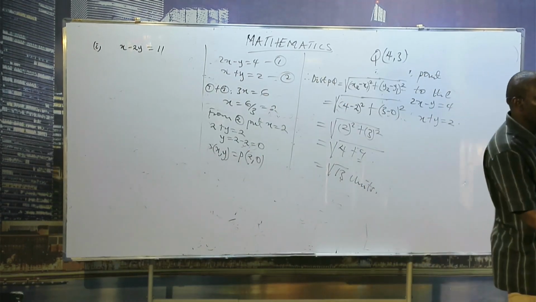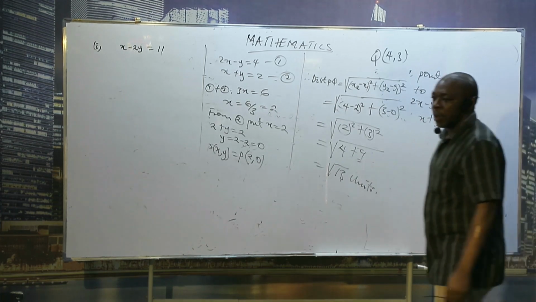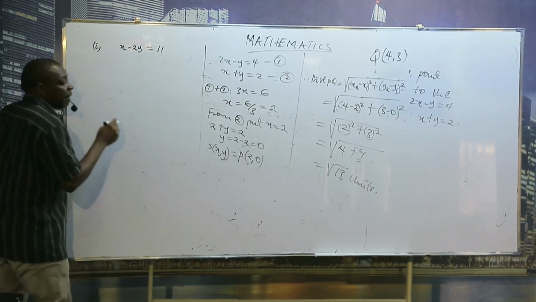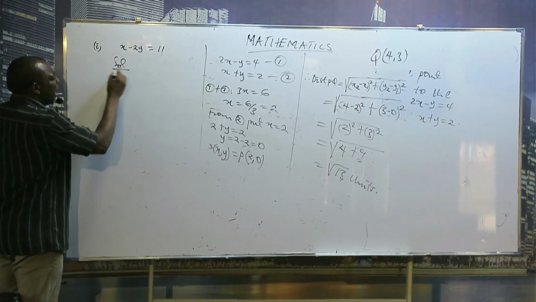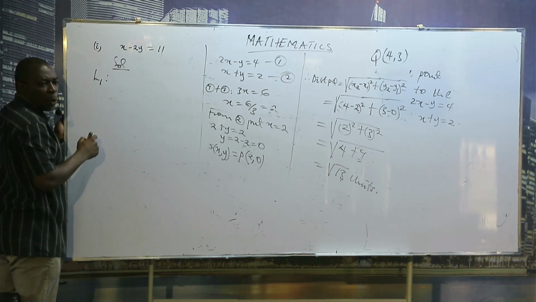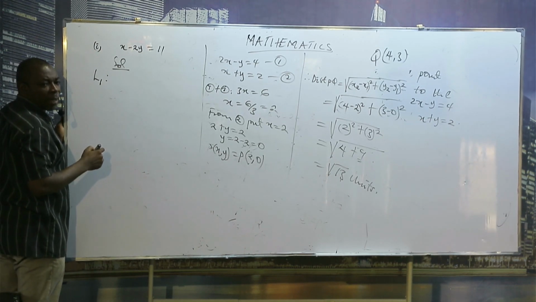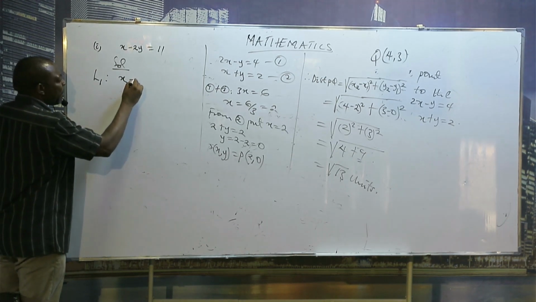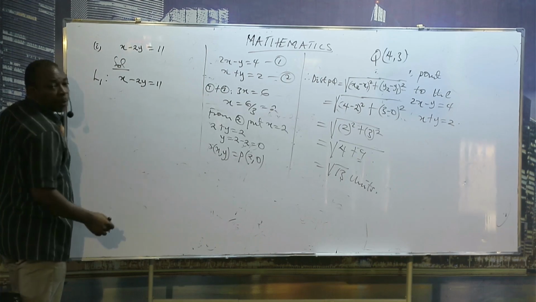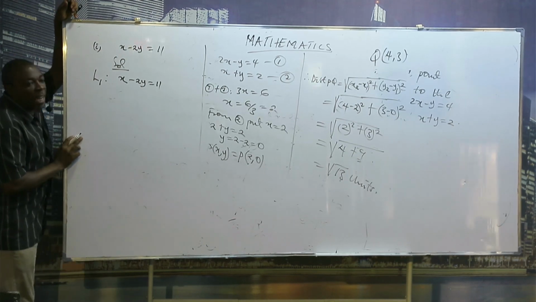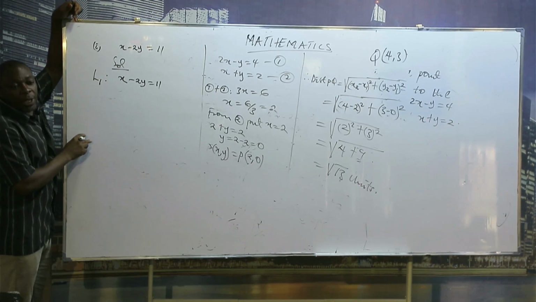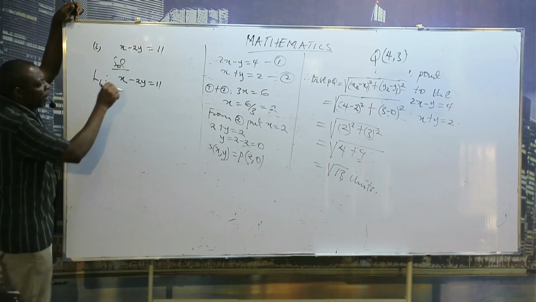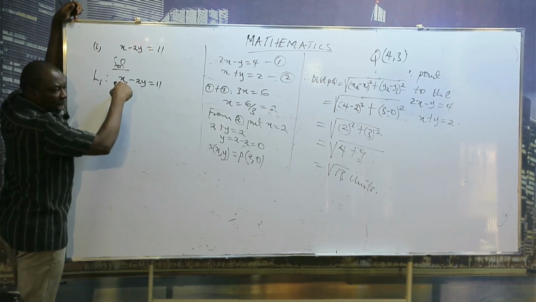So we have a line, line 1. Young man, pay attention. x minus 2y equals 11. We need the slope of this line. All you need to do is to make y the subject of the formula. Minus 2y will cross over.